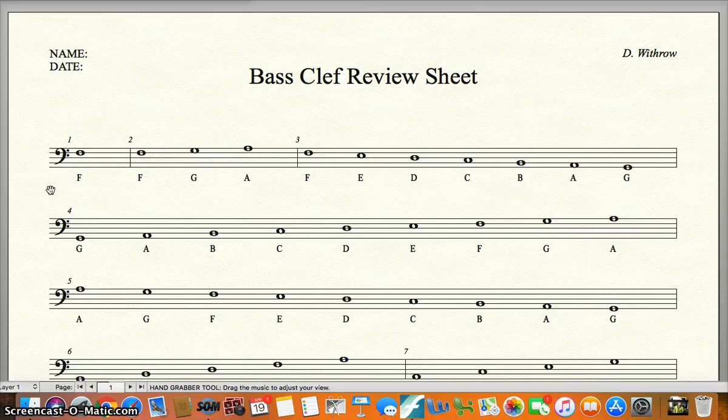The bass clef is an F clef, and it shows you where F is. F is right between those two dots. Those two dots bracket the fourth line up there, so the fourth line up is the note F.